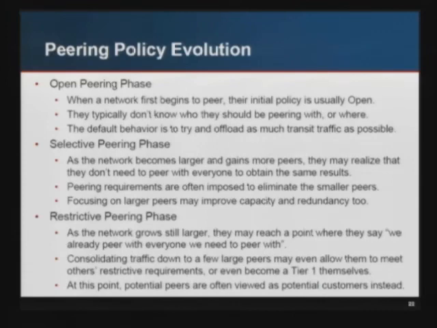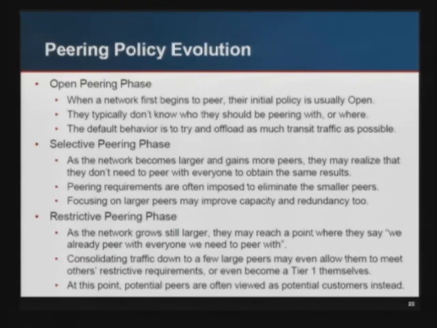And then as a network grows still larger, and there's been a lot of networks that have gone through all three of these cycles, all the way from completely open to tier 1, they reach a point where they say, well, we already peer with everyone that we need to peer with. Why do we need to peer with anyone else? And they reach a point where they start consolidating traffic down, rather than peer with 500 peers, if they peer with 100 peers, or they peer with 50 peers, they do more traffic over those fewer number of peers, and so they end up with a stronger relationship.